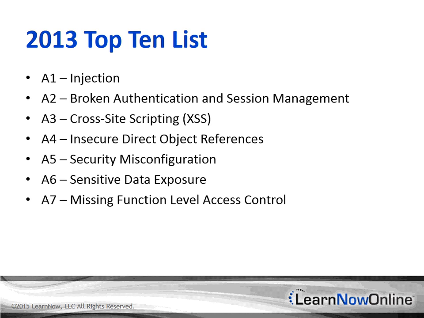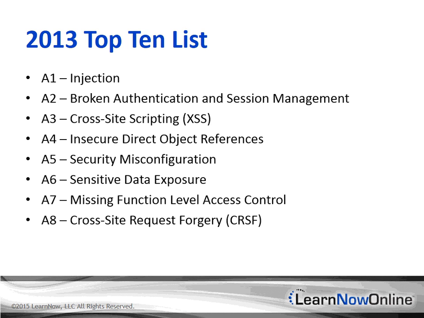Next up is missing function level access control. Now, most of the time, web applications verify function level access rights before making that functionality visible within the UI. But applications need to perform that same kind of access control checks on the server when each function is accessed. If you don't do that kind of verification, then attackers will be able to forge requests in order to access different features without the authorization that you otherwise build into your website.